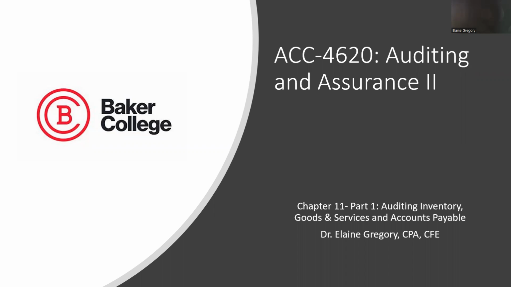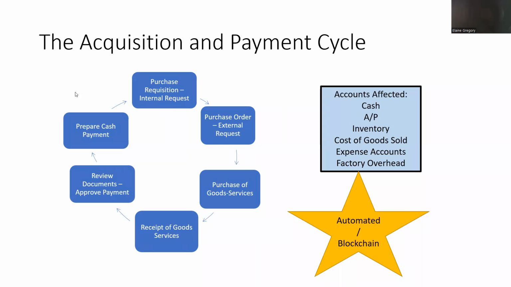We're now going to start discussing Chapter 11, which has to do with auditing inventory, goods and services, accounts payable, and related expenses. So let's just go over really quickly the acquisition and payment cycle that we have.